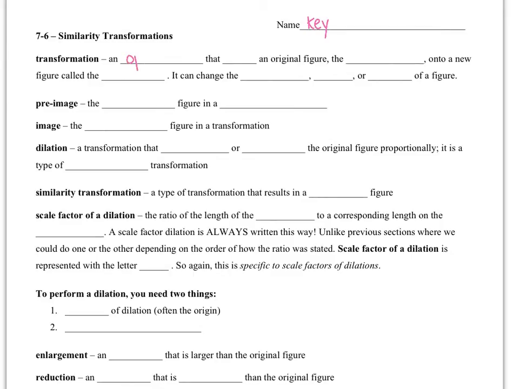So a transformation is an operation that maps an original figure, which is called the pre-image, onto a new figure called the image. So when I say maps, you might have heard that when you did functions and not functions. So the input maps to the output, so it goes to or goes with. So it's kind of like talking about corresponding parts. So a transformation can change the position, size, or shape of a figure.